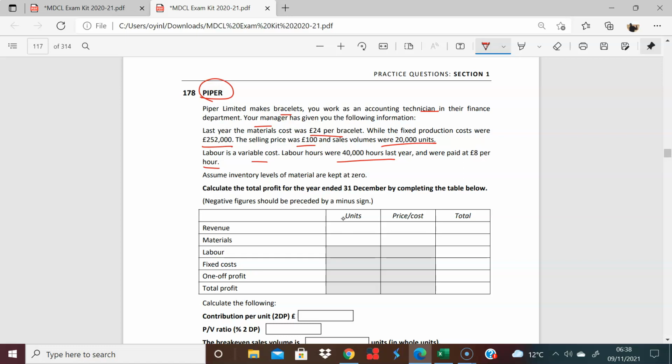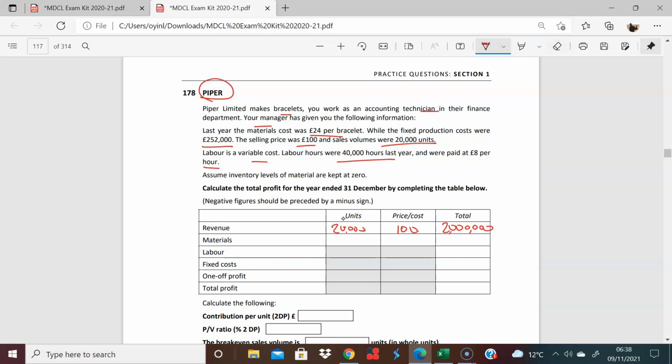So revenue, we have 20,000 units at a selling price of 100, giving us a total of 200 and 3 zeros. Yes, 1, 2, 3, 4, 5, 6, 2 million.